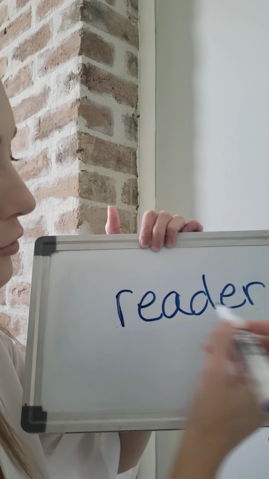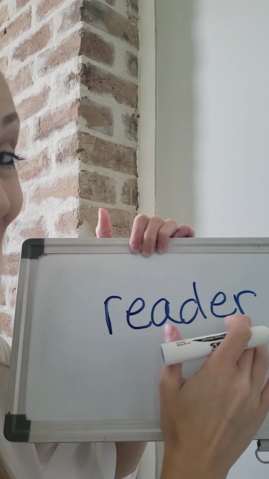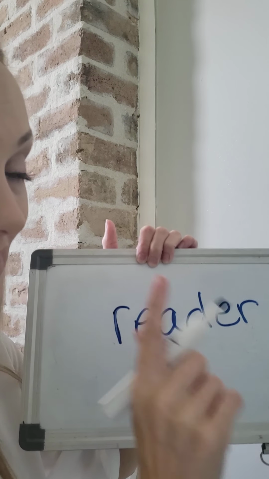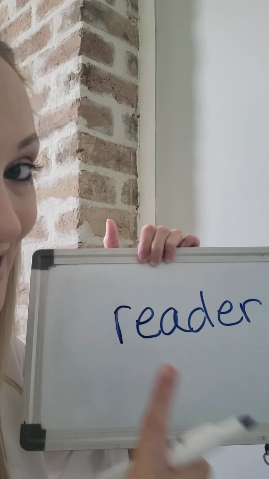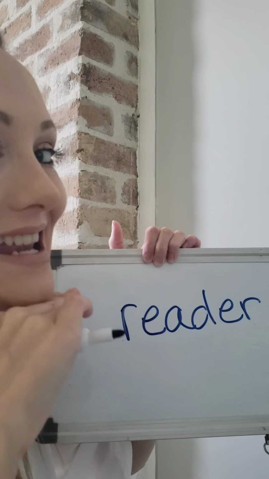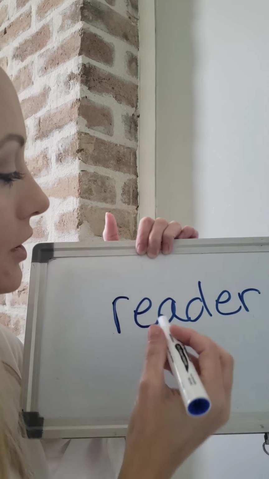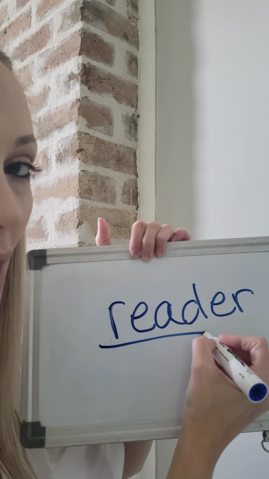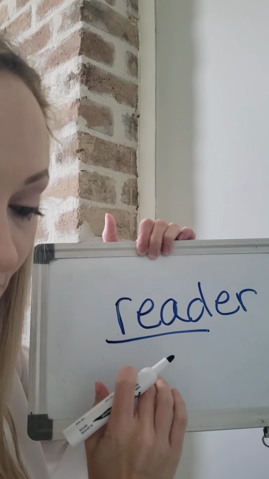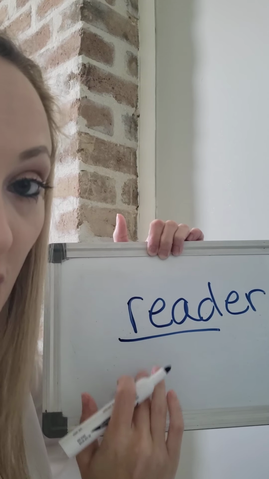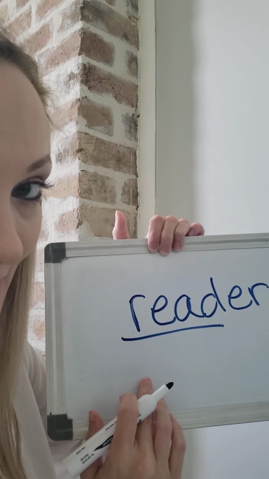Reader, reader. We've got an E in both syllables, so you need to listen closely to what sound these E's make, okay? Reader. We definitely hear the long E in that first syllable. Reader will go under first syllable when you're sorting your words today.